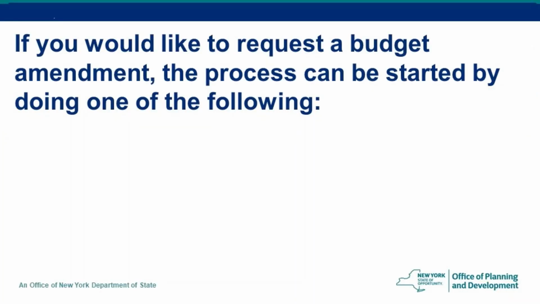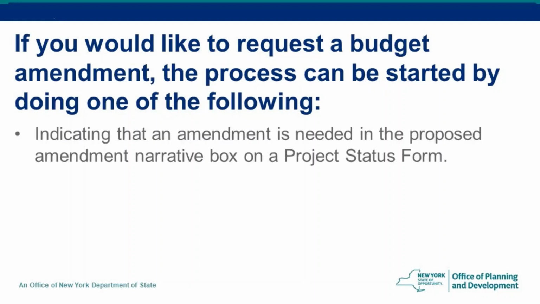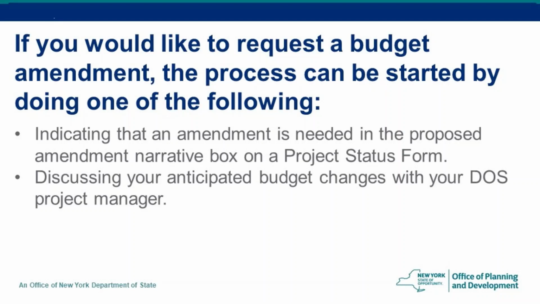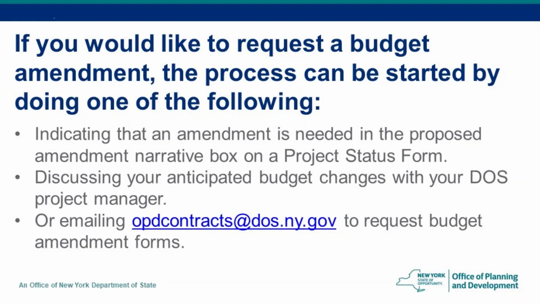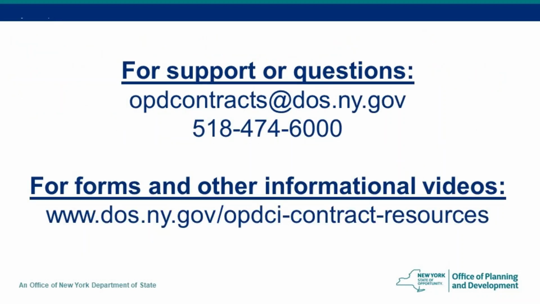If you would like to request a budget amendment, the process can be started by doing one of the following: indicating that an amendment is needed in the proposed amendment narrative box on a project status form, discussing your anticipated budget changes with your DOS project manager, or emailing opdcontracts@dos.ny.gov to request budget amendment forms. Please refer to our video on how to complete budget amendment request forms after they are received from DOS.